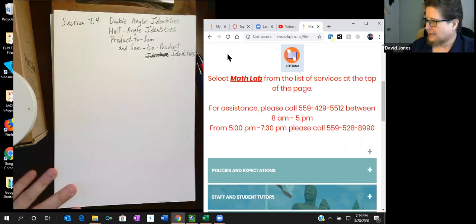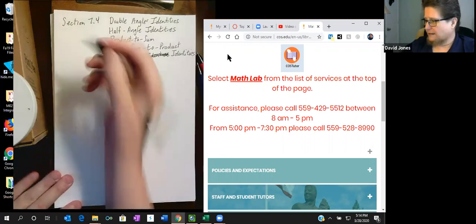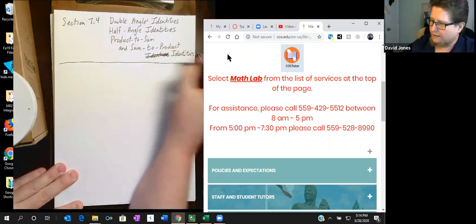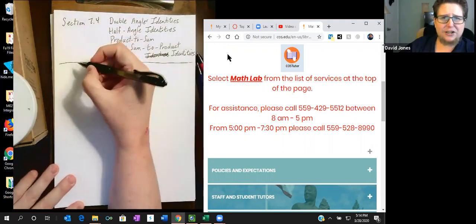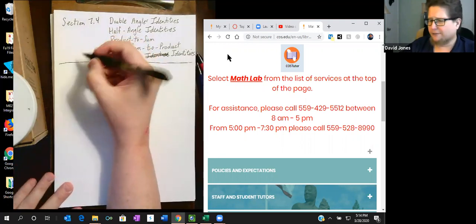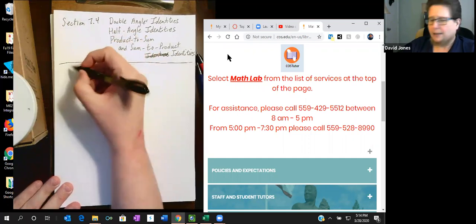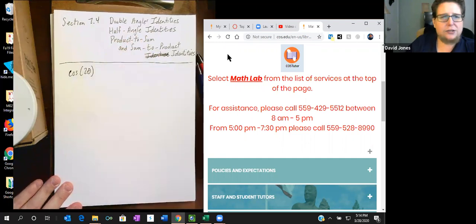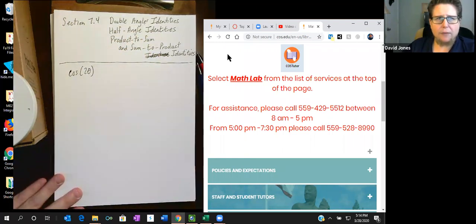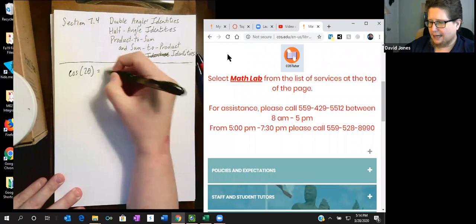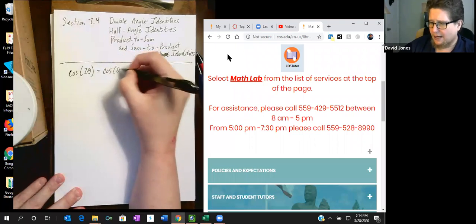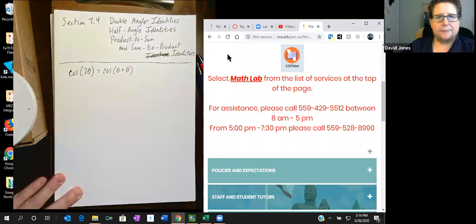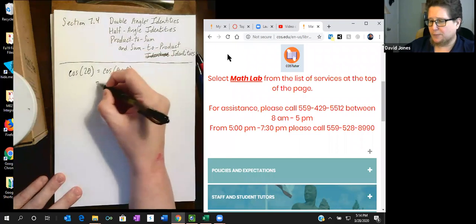But let's just dive in. The last section, 7.3, covered sum and differences. We started off with cosine. Let's start off with cosine here. So the double angle formula is cosine 2 theta, and I can write that as cosine of theta plus theta. And we can use the rules that we had for cosine of A plus B.